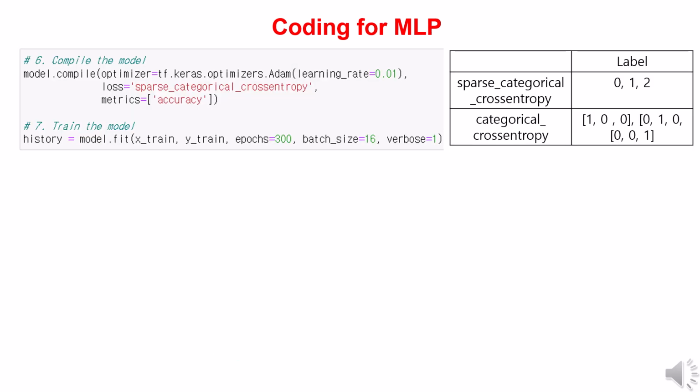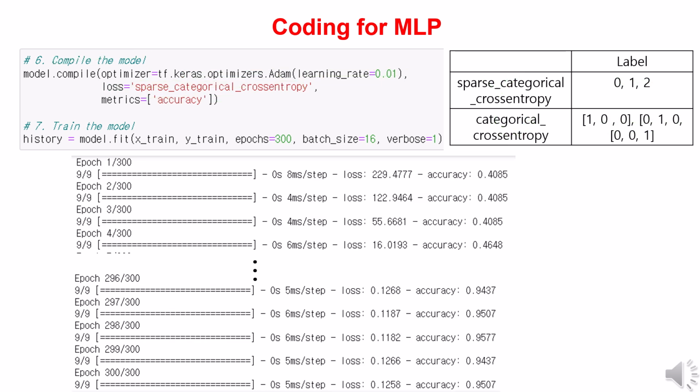Now it's time to compile the neural network model we've built. We'll use the Adam optimizer as our optimization algorithm, and we'll set the learning rate to 0.01. For the loss function, since our class labels are integers, like 0, 1, and 2, we'll use sparse categorical cross-entropy, which is designed for this type of label format. And for evaluating the model's performance, we'll use accuracy as our metric. Just as a side note, if your class labels were one-hot encoded instead of integers, then you'd use categorical cross-entropy as the loss function instead.